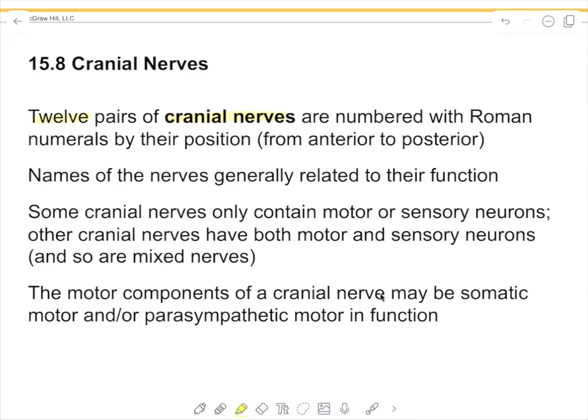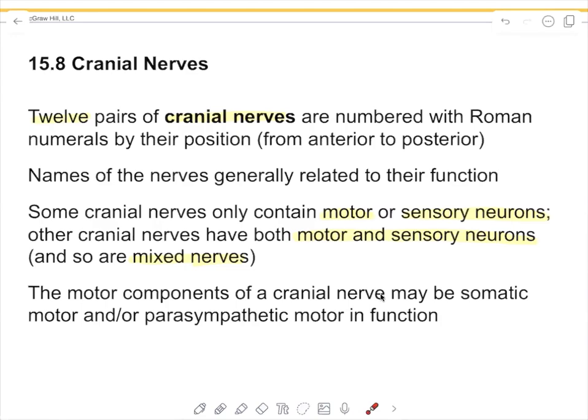Some of the cranial nerves contain only motor or sensory neurons, but other cranial nerves have both motor and sensory neurons, so incoming and outgoing signals. And recall that spinal nerves, for example, are mixed nerves like this. Mixed nerves means that they have both motor and sensory pathways.